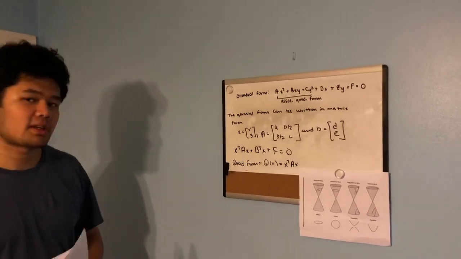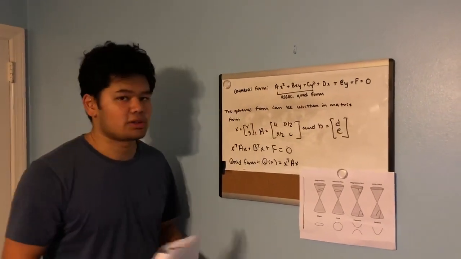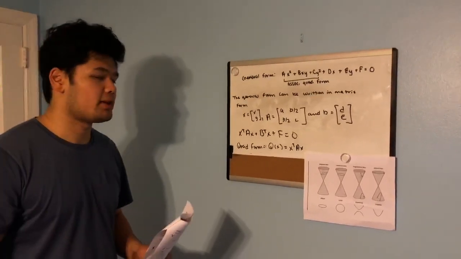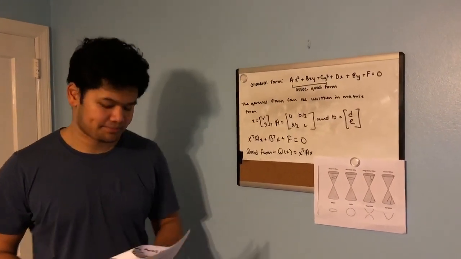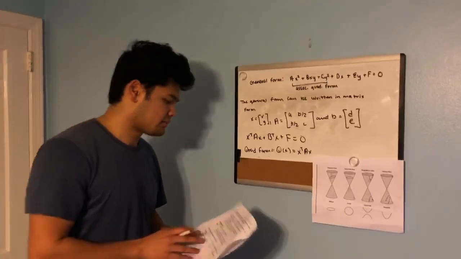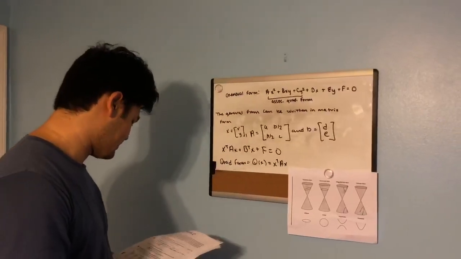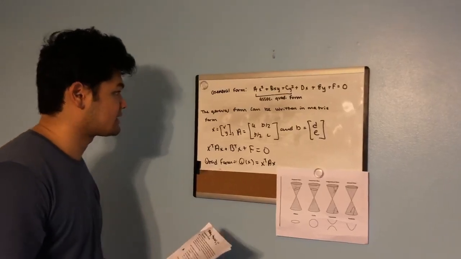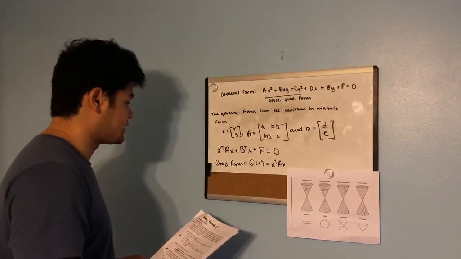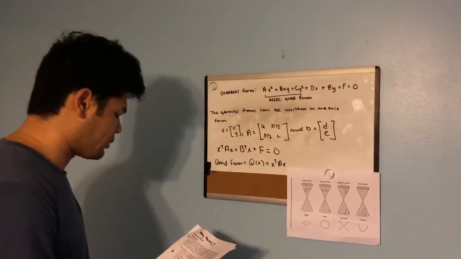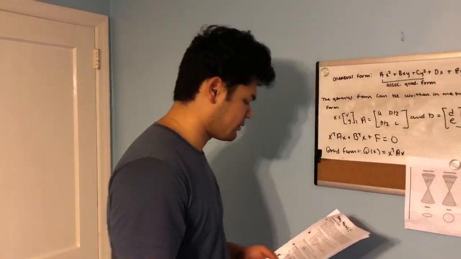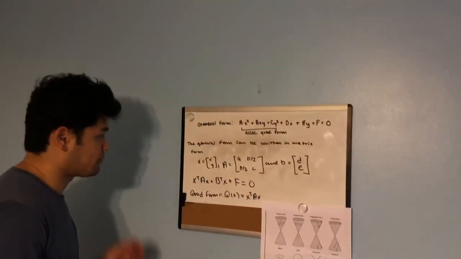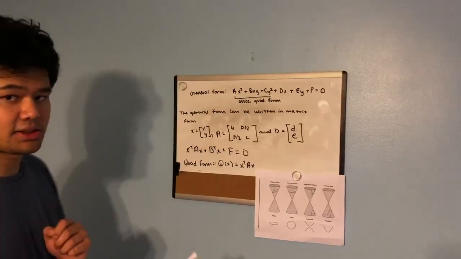So today we're going to be talking about quadratic forms. Quadratic forms is just another way of saying polynomials with terms of degree 2. In today's section we'll be covering identifying non-degenerate conic sections given their general form equations and writing equations of rotated conics in standard form. So before we get started, let's define what a conic section is.